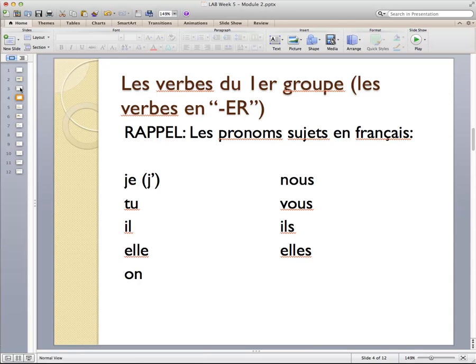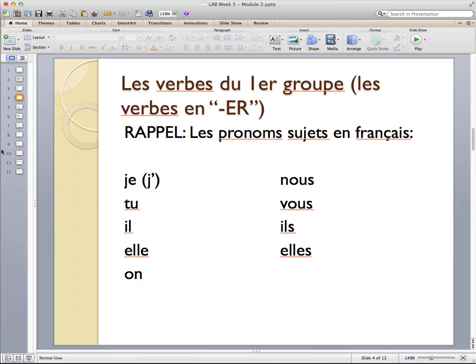To start off with, let's review the subject pronouns in French. Remember, a subject is something that acts upon a verb. A pronoun is a small word that takes the place of a noun, which is a person, place, thing, or idea. So if I want to say, for example, the dog eats the shoe, but I want to replace the dog with a pronoun, I would use she. She eats the shoe. She is a subject pronoun.